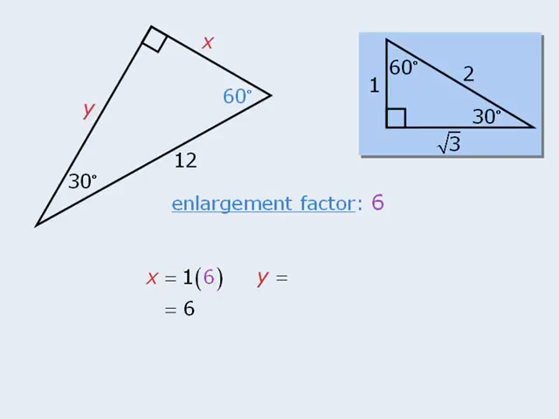To find the value of y, first notice that y is the side opposite the 60-degree angle. On the base triangle, the side opposite the 60-degree angle has length root 3. So y will equal root 3 times the enlargement factor of 6, which is equal to 6 root 3. Okay, now before we examine one last question, it's important to notice that we were able to find the lengths of two unknown sides once we knew that we had a special triangle.